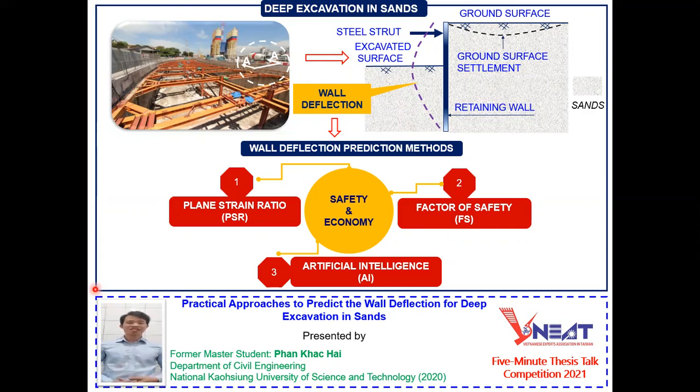Deep excavation is defined as an excavation which exists 6 meters below the ground surface. As you can see in your left-hand side corner picture, that is the deep excavation structure. And when it's completed, it can become the underground structure, like the car park basement of high-rise buildings, or the subway station, and so on.